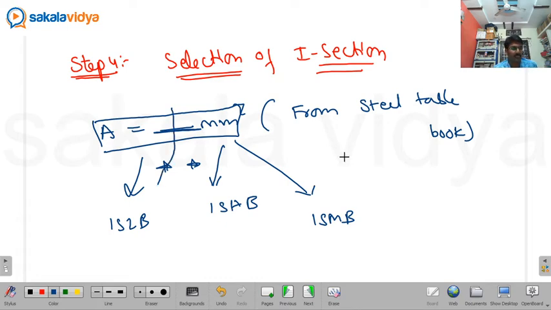So what is our step 4? Selection of I section. Based upon what parameter are you going to select that section? Based upon the area obtained from our step 3. And from which book? From our steel table book.